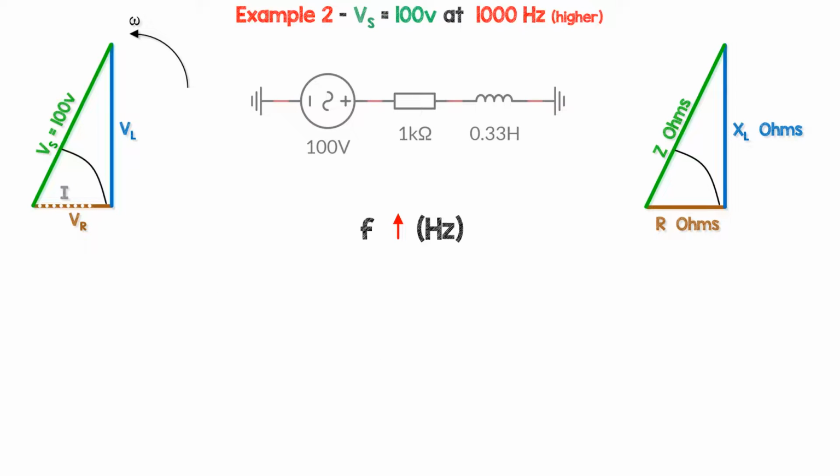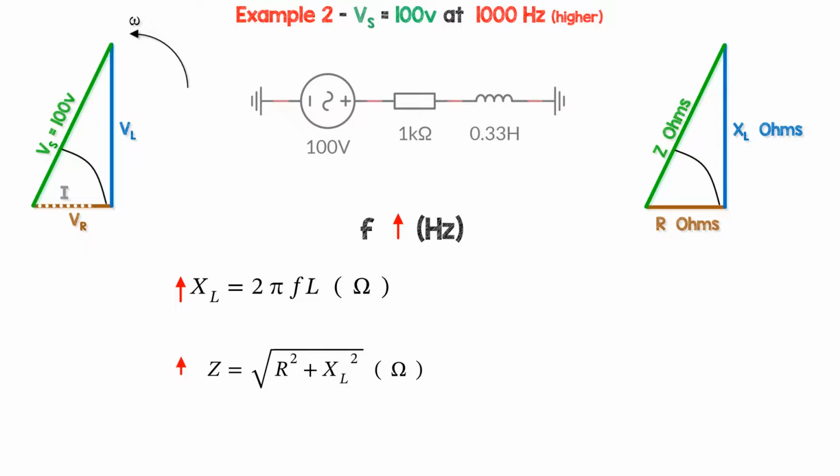As we increase the frequency of Vs on our signal generator, this increases the inductive reactance. The circuit impedance increases slightly, and more impedance means less current. The increase in reactance increases the inductor voltage.